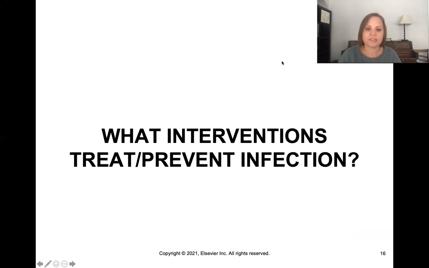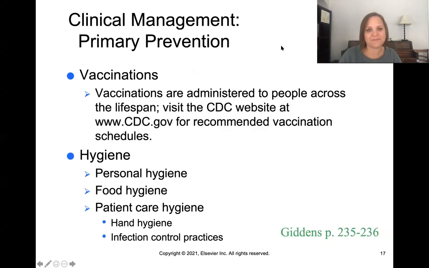So what interventions treat or prevent infection from happening in the first place? Well, the first thing we want to focus on is primary prevention. We want to prevent infections from happening in the first place. The thing we want to encourage is for our patients to get vaccinations and to do so across their lifespan as appropriate. And you can look at the CDC website to make sure that you know what that recommended vaccination schedule is. And I won't be testing you specifically on that vaccination schedule. Just know that it exists, and it's a resource that you would need to know based on the patients that you see as a nurse.